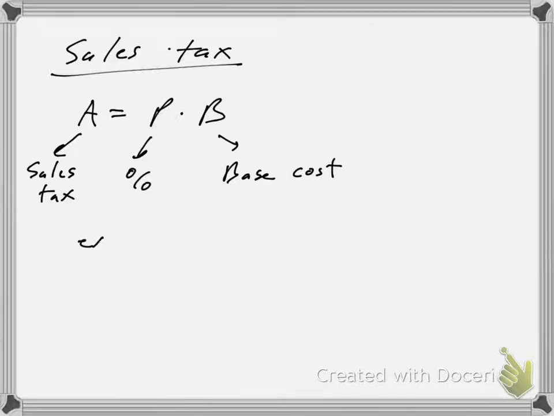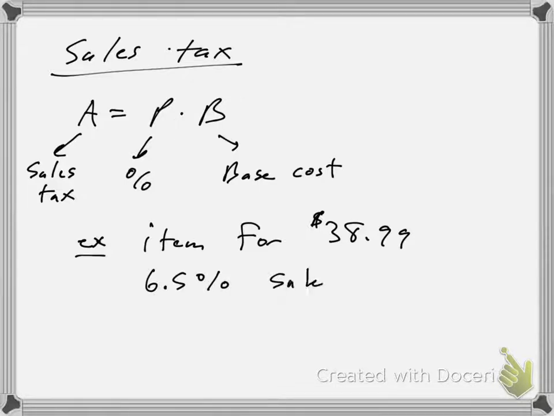Okay, so for example, if I go to a store and I buy an item for $38.99, and the sales tax in Michigan is 6.5%. To find the amount of sales tax I'm going to pay, the sales tax is going to be 6.5%, but whenever I enter it in an equation, I have to put it in its decimal form. So I've got to move it 2 to the left to get it in its decimal form. So that'd be 0.065 times $38.99.